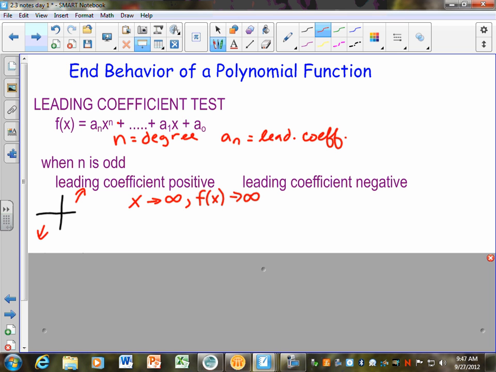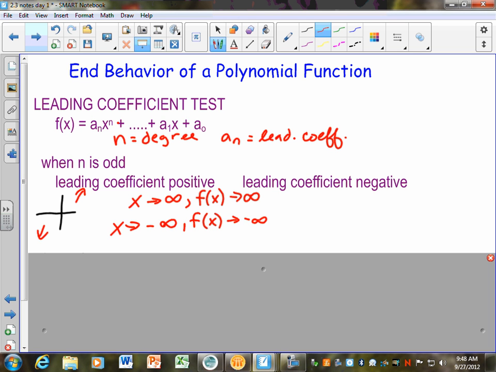Remember doing this last year? I wrote it out just like this last year too. So as x gets bigger, y gets bigger. But on an odd function with a positive leading coefficient, if you look as x goes smaller and smaller and smaller, so we say as x goes to negative infinity, f of x, which is the y value, is also going to go smaller, smaller, and smaller. It's going to also go to negative infinity.